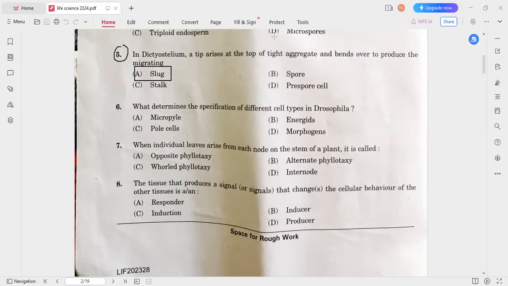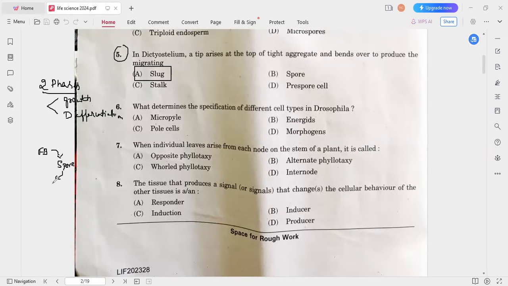So how slug? Usually Dictyostelium is a facultative multicellular organism, also called a cellular slime mold. This cellular slime mold consists of two phases in its life cycle: one is the growth phase, and another one is the differentiation phase. In the differentiation phase, it will form the fruiting body, and that fruiting body will produce the spore.